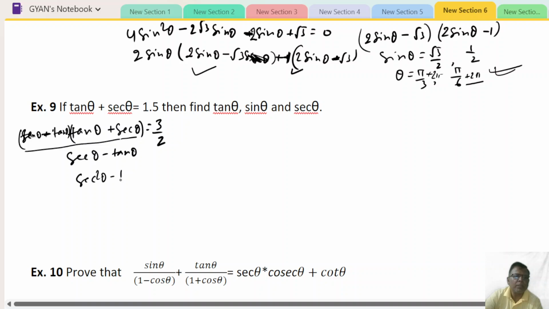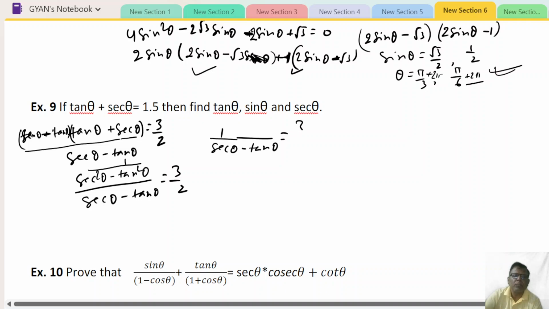sec square theta minus tan square theta equals 1, and a minus b and a plus b, so sec theta minus tan theta is equal to 3 by 2. So this becomes 1. So 1 by (sec theta plus tan theta) equals 3 by 2, then sec theta minus tan theta is equal to 2 by 3. And sec theta plus tan theta is equal to 3 by 2.